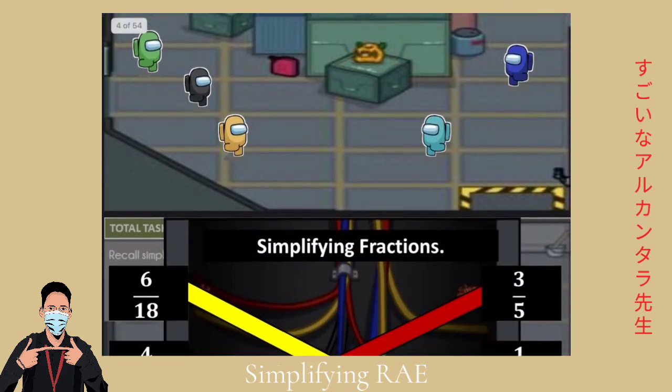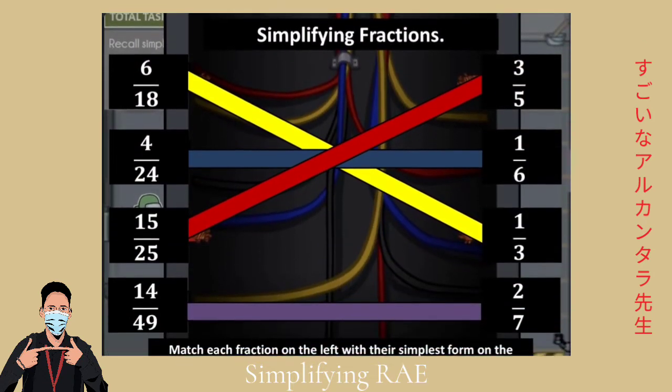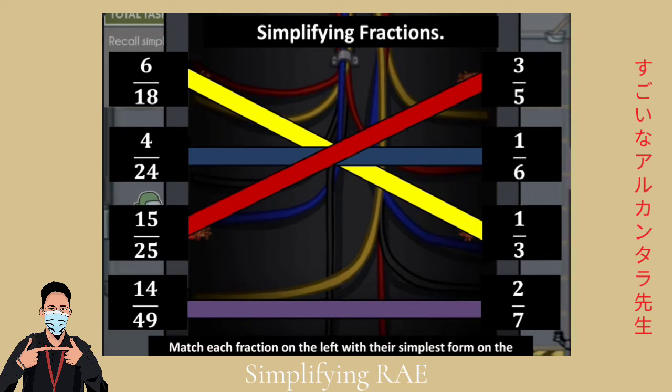So we'll try to connect some wires here, and in the game you can already just put them all together by color. But the thing here is that we need to understand how we were able to simplify them. For example, you can see that 6 over 18 and 1 over 3 are equal. Basically, 1/3 is the lowest term of 6 over 18. Similar with 4 over 24, it became 1 over 6. 15 over 25 became 3 over 5. And then 14 over 49 became 2 over 7.